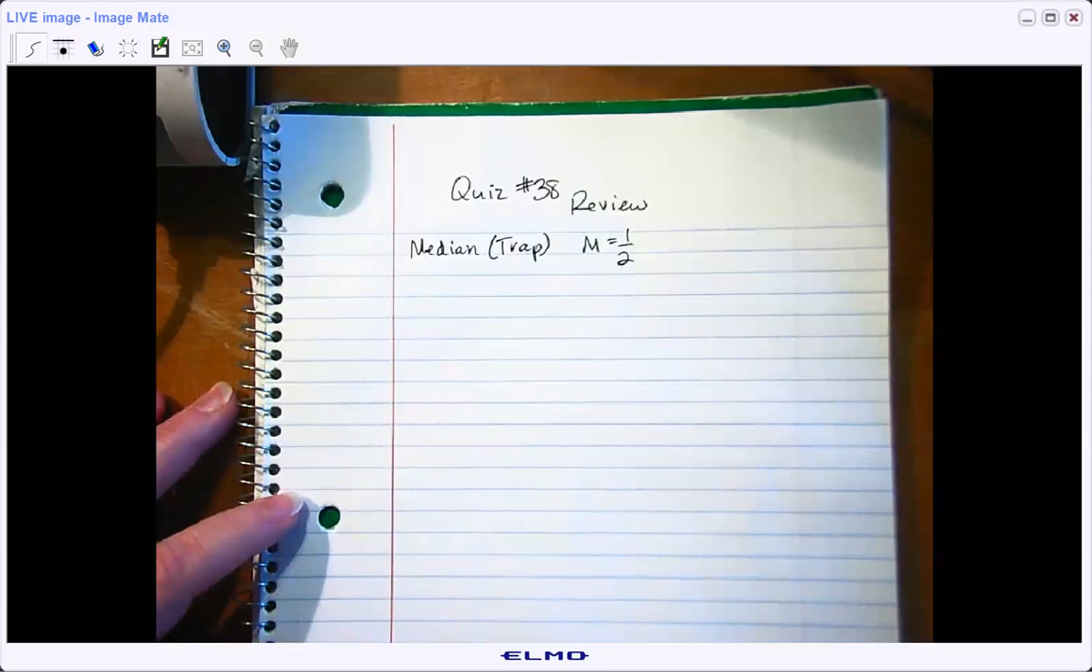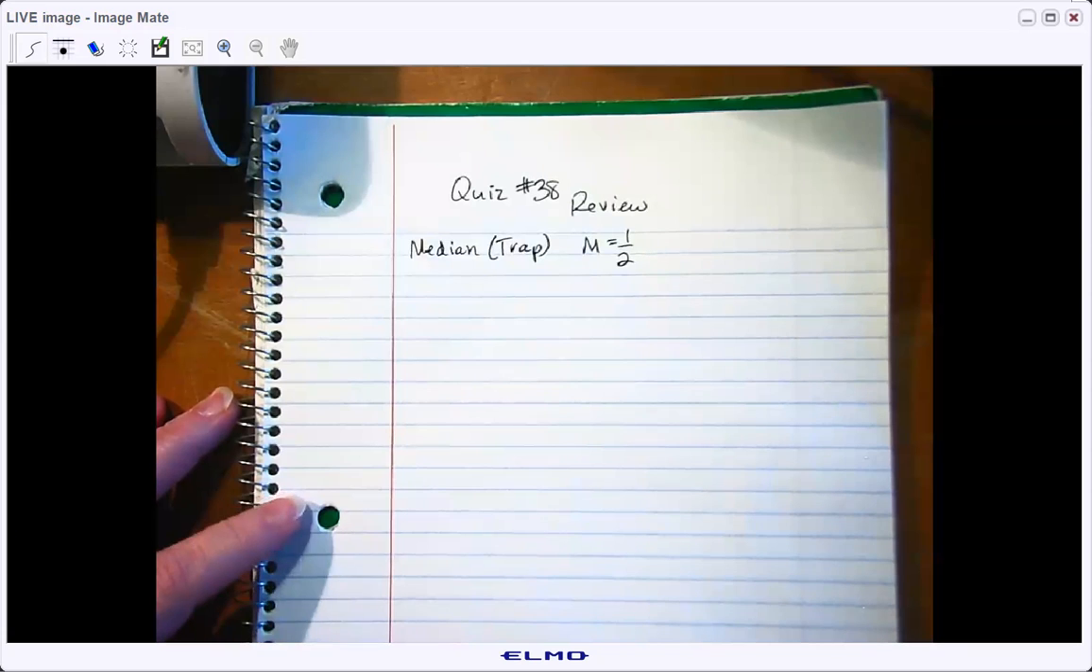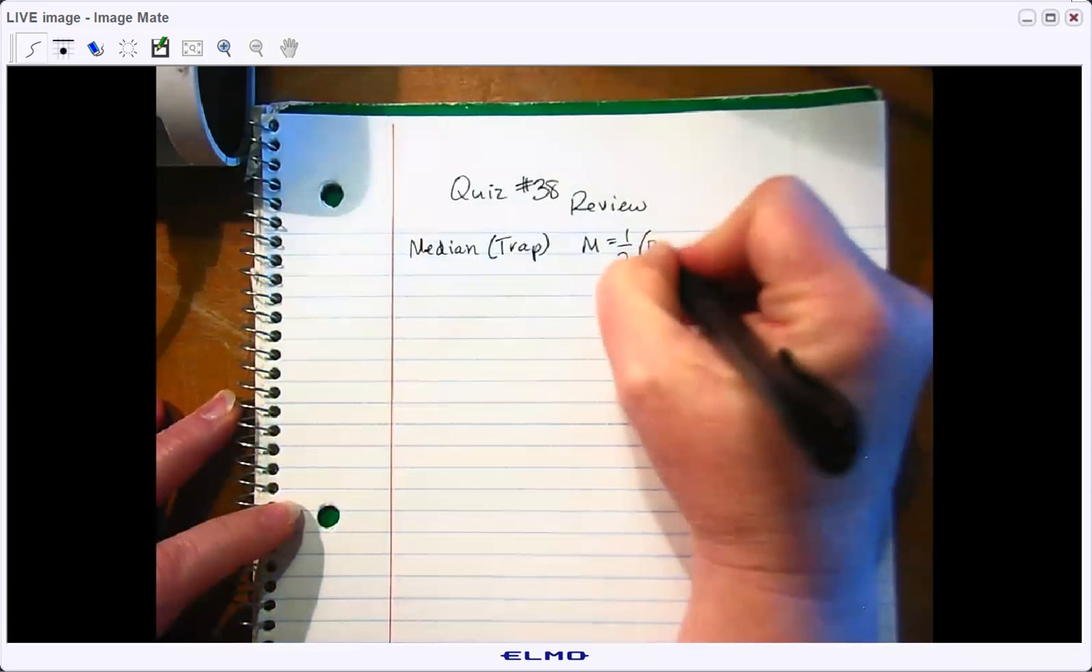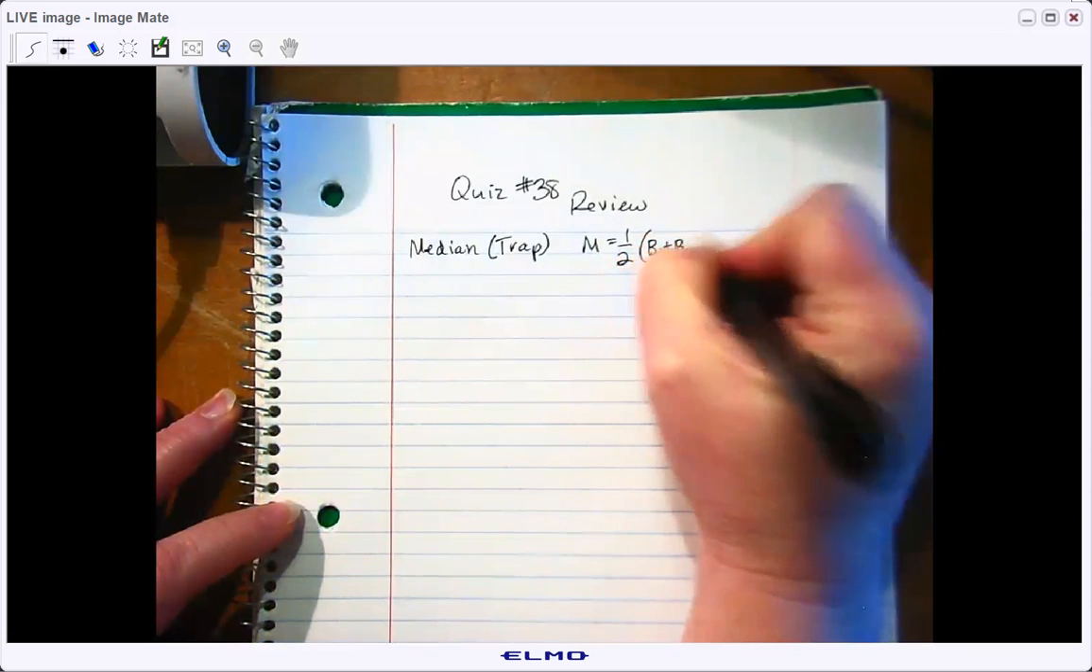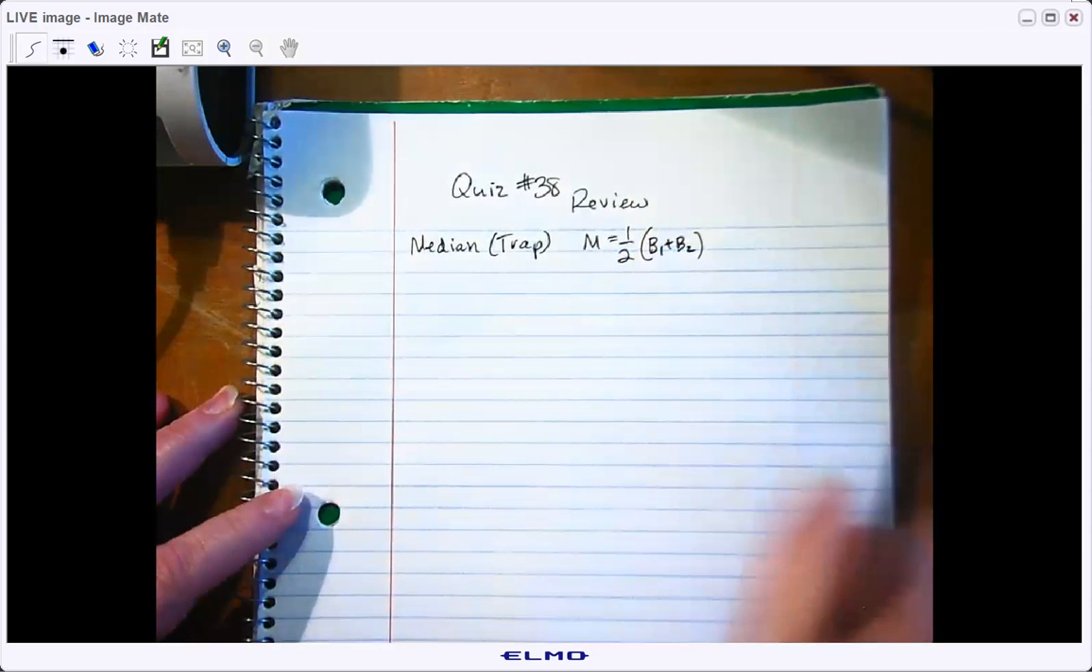Okay. If you're only going to put it in the chat box, this is going to take way too long. Go ahead. 1/2 (B1 plus B2)? It is. Awesome. Yep. And the B1 and B2 need to go in the parentheses. Awesome.